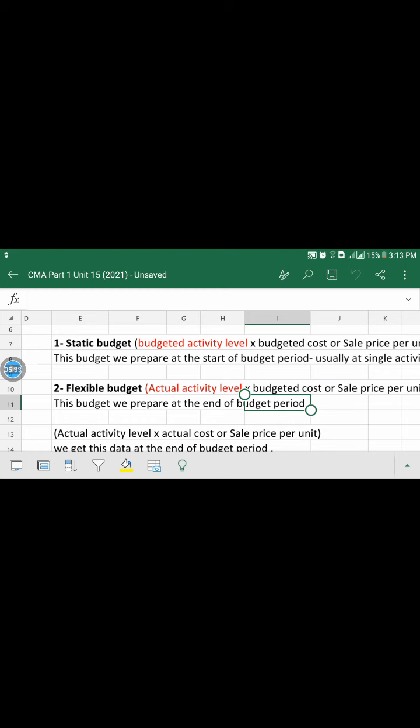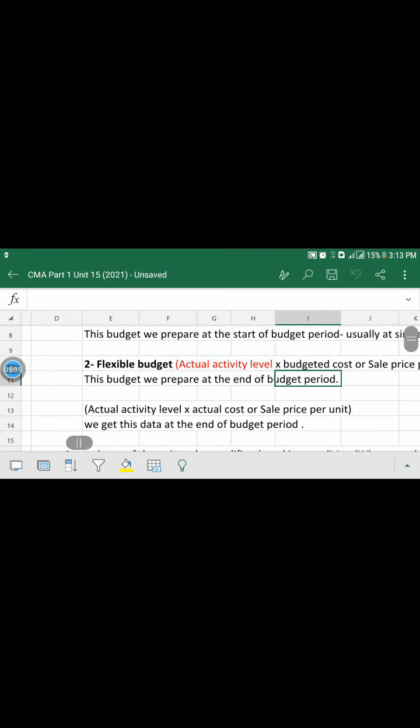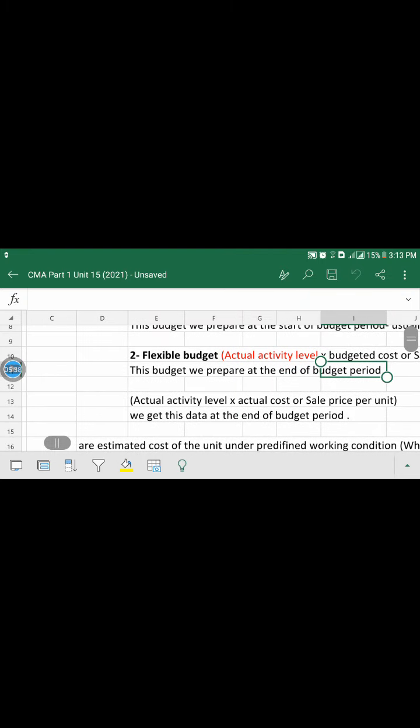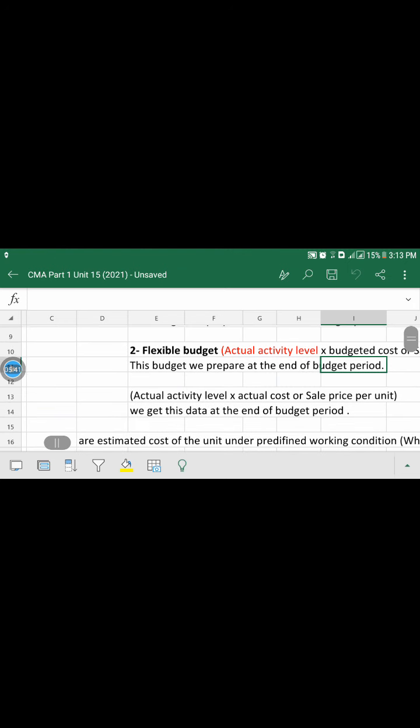So to do both, but for the actual activity level, it's completely different from the standard static budget. It is a little bit similar to the flexible budget, because the activity levels are the same, since the flexible budget also uses the actual activity level, but the costs are different, because in the flexible budget we are taking the standard cost, but in the actual activity level we are not taking the cost from the standard static budget. We are taking the actual cost, how much they have incurred there.